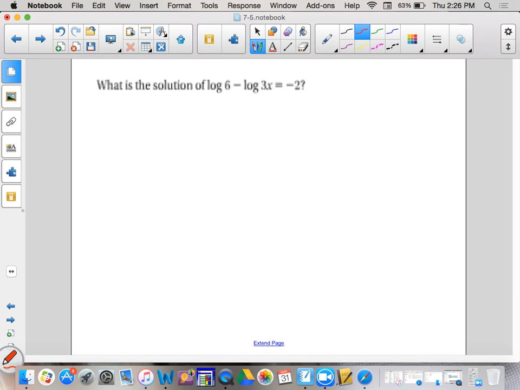What is the solution of log 6 minus log 3x equals negative 2? Log 6 minus log 3x equals negative 2. What am I doing in my problem right now? So what am I going to do when I rewrite it? When it's rewritten as a single logarithm, I'm going to divide 6 and 3x.